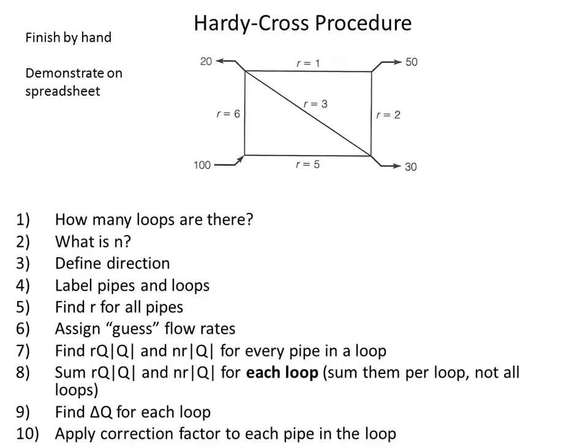When we set up iteration number 2, we'll have loop 1 and the same pipes, 1-4, 1-3, and 3-4. The N values will still be the same, 6, 3, and 5.